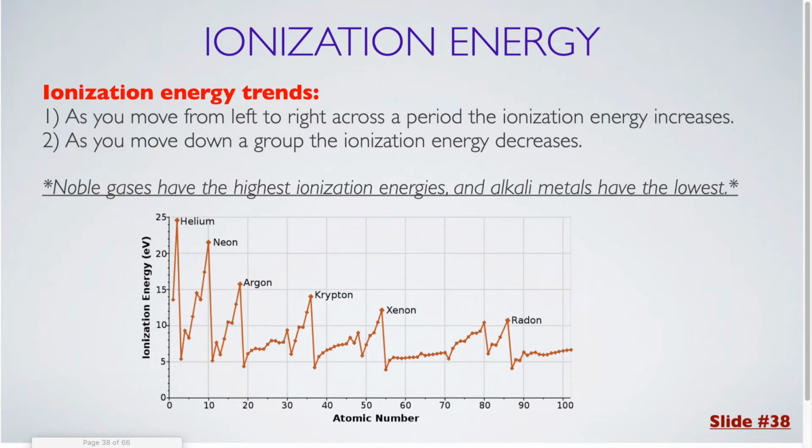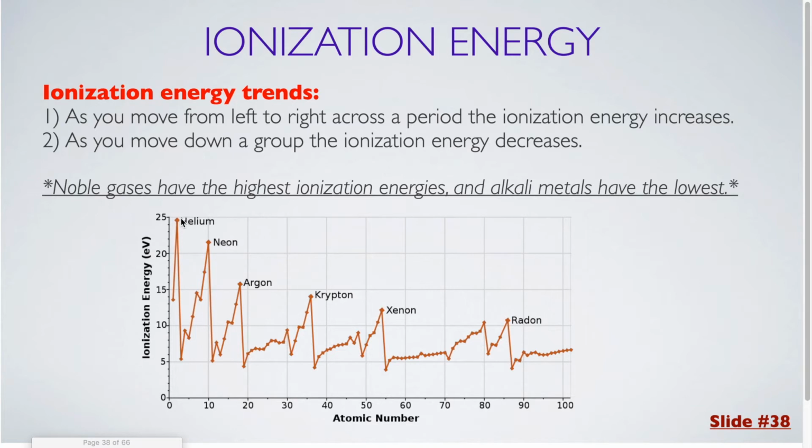Ionization energy trends. As you move from left to right across a period, the ionization energy is going to increase. This occurs as we move towards the noble gases. The atoms are going to be more condensed. The negative electrons are going to be closer to the protons, so they're going to be more attracted. We also are going to be moving towards the nonmetals, which would prefer to gain electrons as opposed to losing them. As you move down a group, the ionization energy is going to decrease.